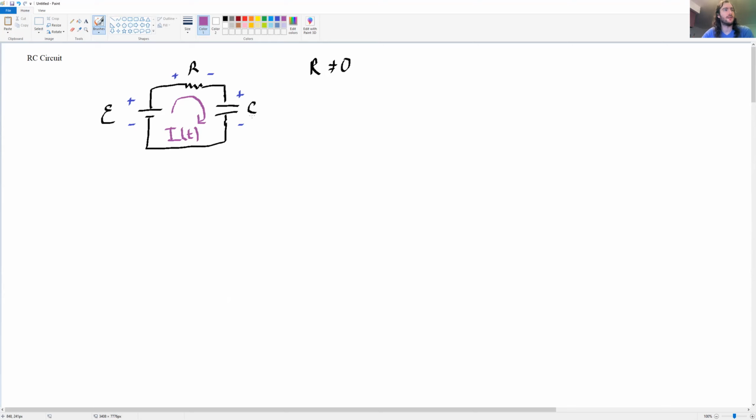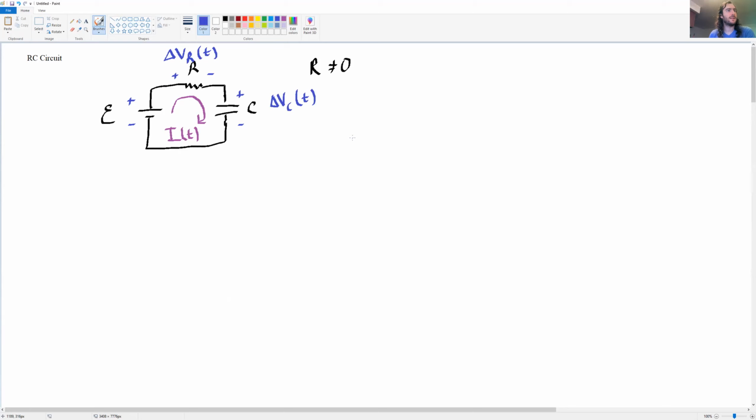Okay? And if the current is a function of time and the capacitor is charging up over time, then the voltage on the capacitor is a function of time, and the voltage on the resistor is also a function of time. Okay, so we have delta VR of t, and we have delta VC of t.